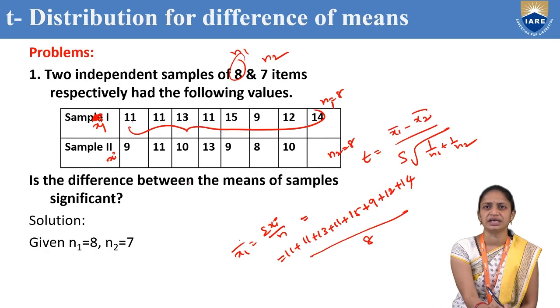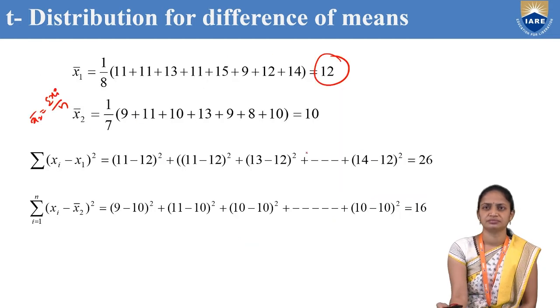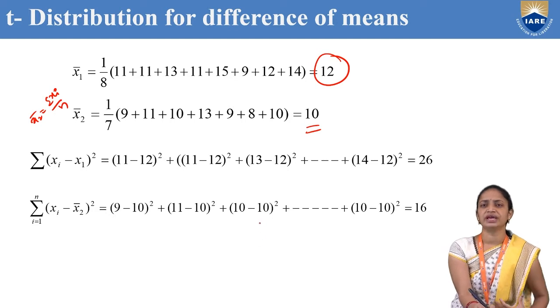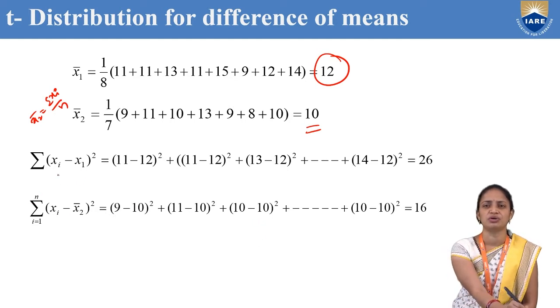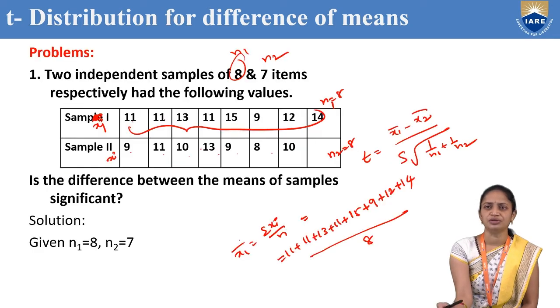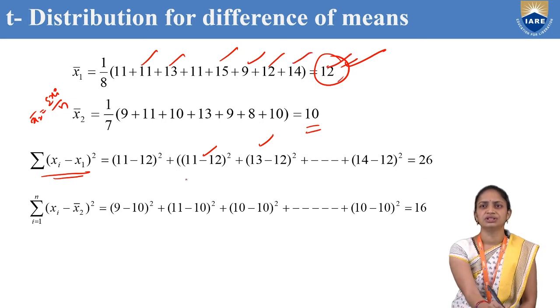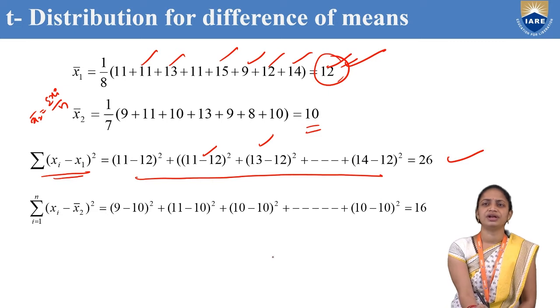And x2 bar is also summation xi by n. So here summation xi values are 9 plus 11 plus 10 plus 13 plus 9 plus 8 plus 10 divided by 7, that is equal to 10. Next we need to find summation xi minus x1 bar whole square. The xi values are these: 11 minus 12 whole square, 11 minus 12 whole square, 13 minus 12 whole square, 15 minus 12 whole square, 9 minus 12 whole square, 12 minus 12 whole square, 14 minus 12 whole square. After simplification, we will get 26.